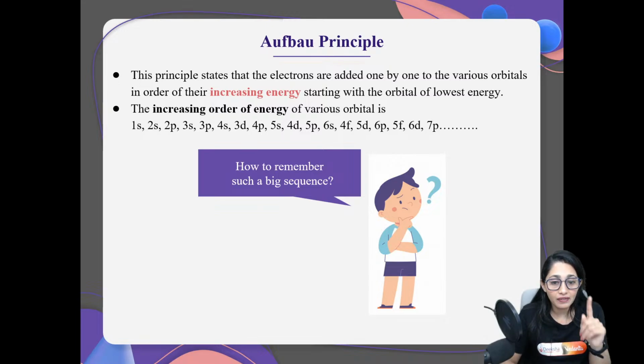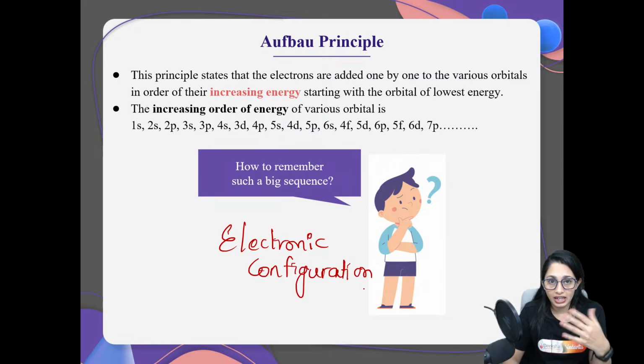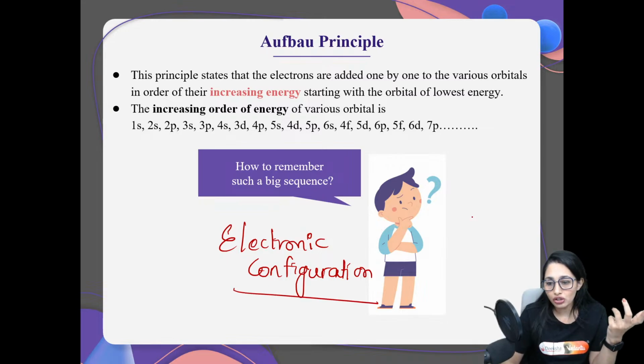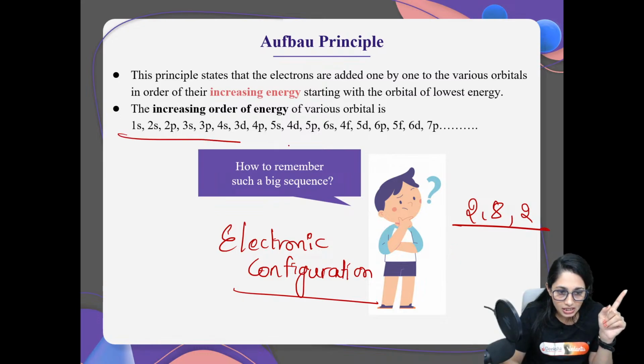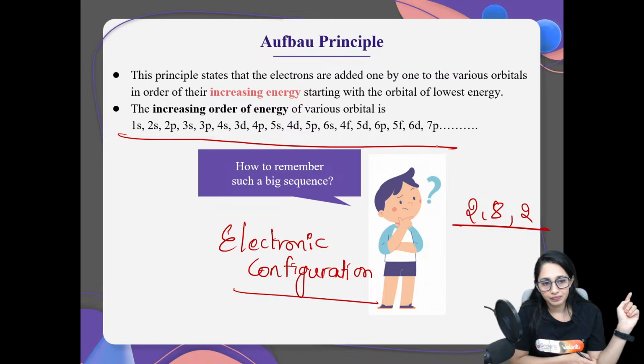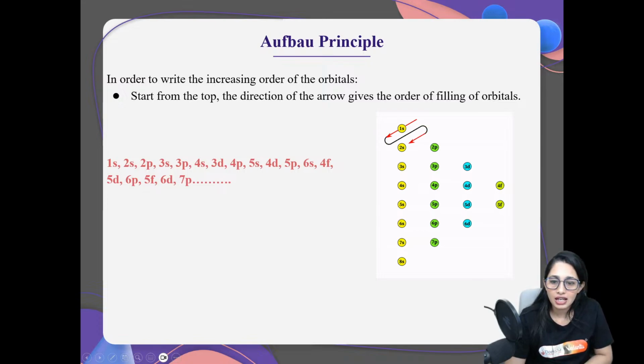This is very, very important in order to write the electronic configuration. Okay. Until your high school 9th and 10th, the electronic configuration used to be written like this: 2, 8, 2, right? But you cannot be writing like that. Okay. So this is the pattern that you should follow, the increasing order of energy of various orbitals. This is the easier way. Okay. Start from the top.